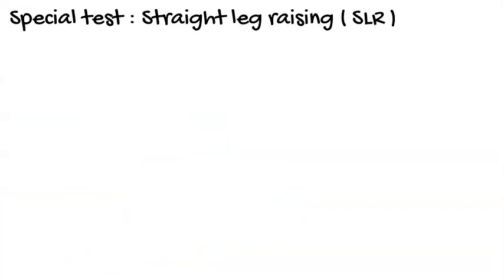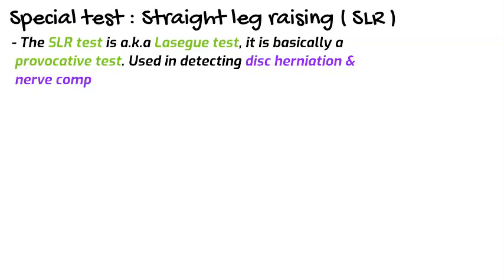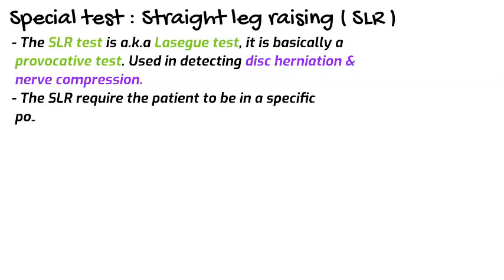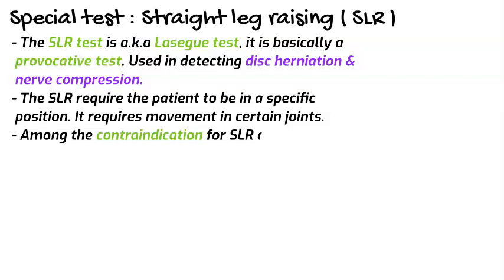Regarding special tests, the straight leg raising, SLR. The SLR test is also known as Lasegue test. It is basically a provocative test used in detecting disc herniation and nerve compression. The SLR requires the patient to be in a specific position. It requires movement in certain joints.